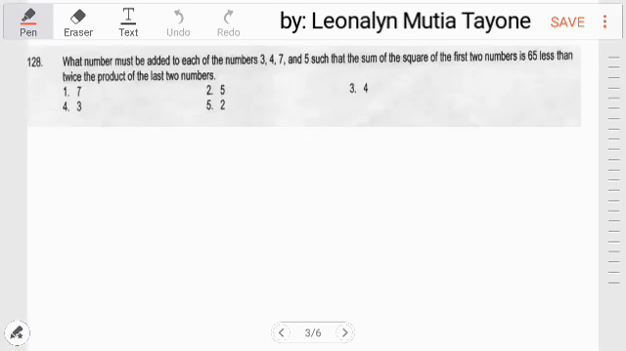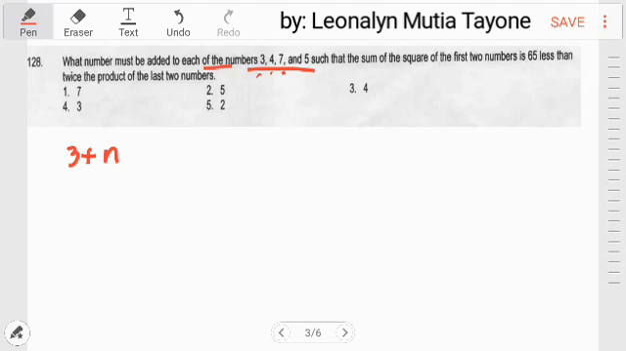Now, let's do this question number 128. What number must be added to each of the numbers such that the sum of the square of the first two numbers is 65 less than twice the product of the last two numbers? Let n be that number na i-add natin dito sa 3, 4, 7, at saka yung 5. So, 3 plus n. Let n be that number. What number must be added?